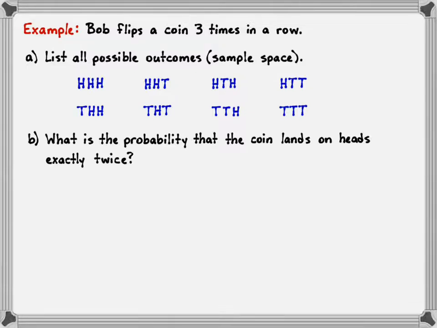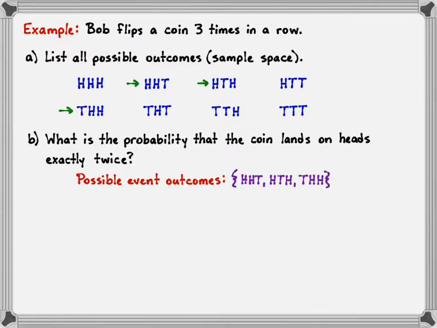Now, part B says, what is the probability that the coin lands on heads exactly twice? So this is our event space. We want it to land on heads exactly twice. Well, not here, because that's 3 times. It says exactly. So we get 1 here, we get 1 here, and then we get 1 here. So there are 3 places where heads is landed on exactly twice. So the event outcomes are those 3 things listed out, and obviously our sample space is all 8 things listed out. And so the probability of exactly 2 heads would be 3 out of 8.